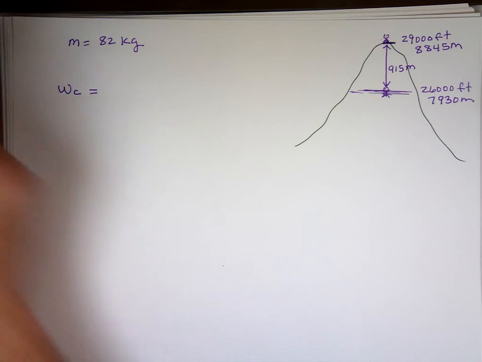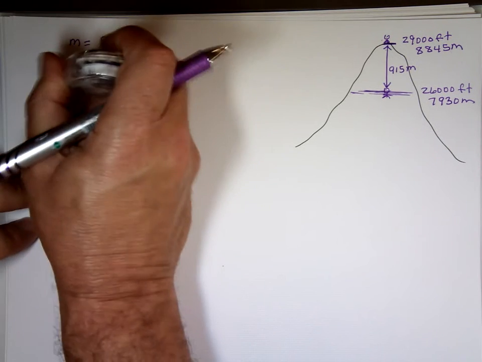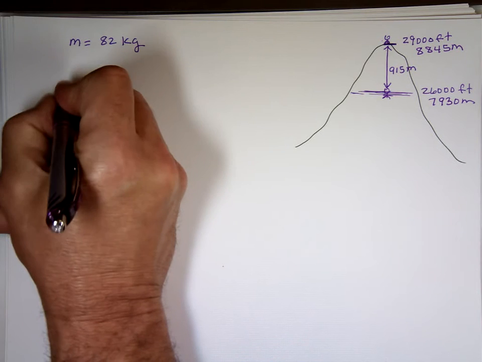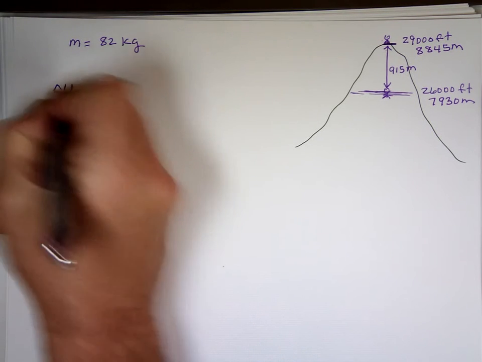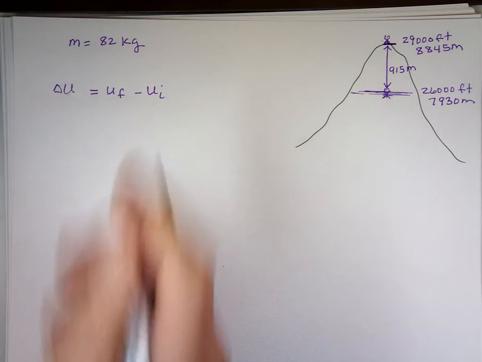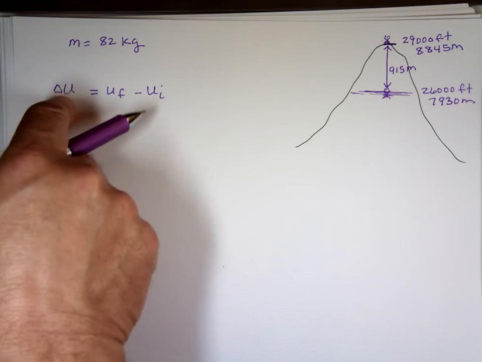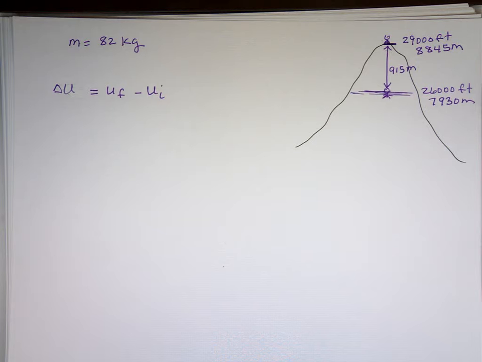If I just want to find the change in potential energy, let me put that here. I'll do both. Delta U will be U final minus U initial. That's how much energy you will need to go from here to there. If gravity is pulling you down, it will be a negative value because you have to switch them. That's the change in potential energy.